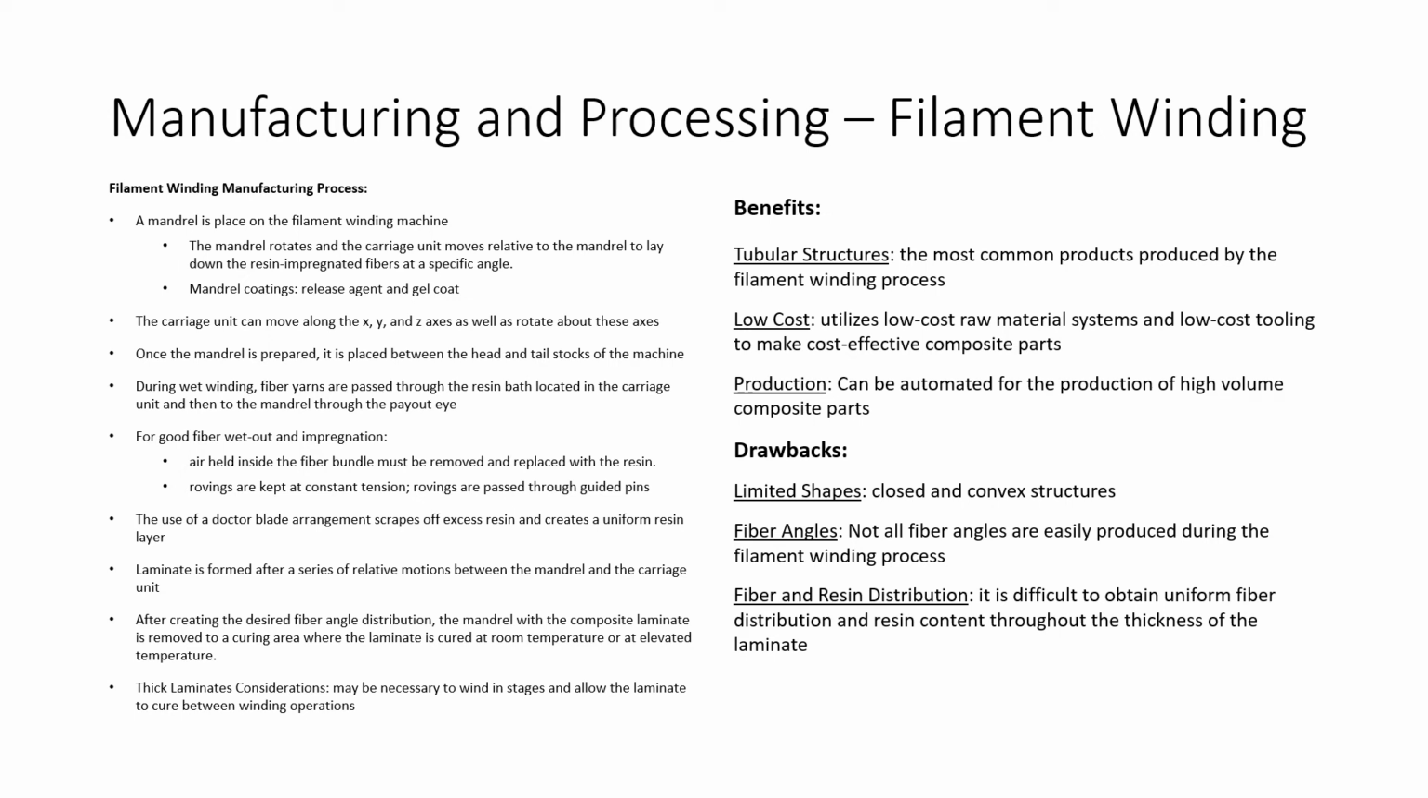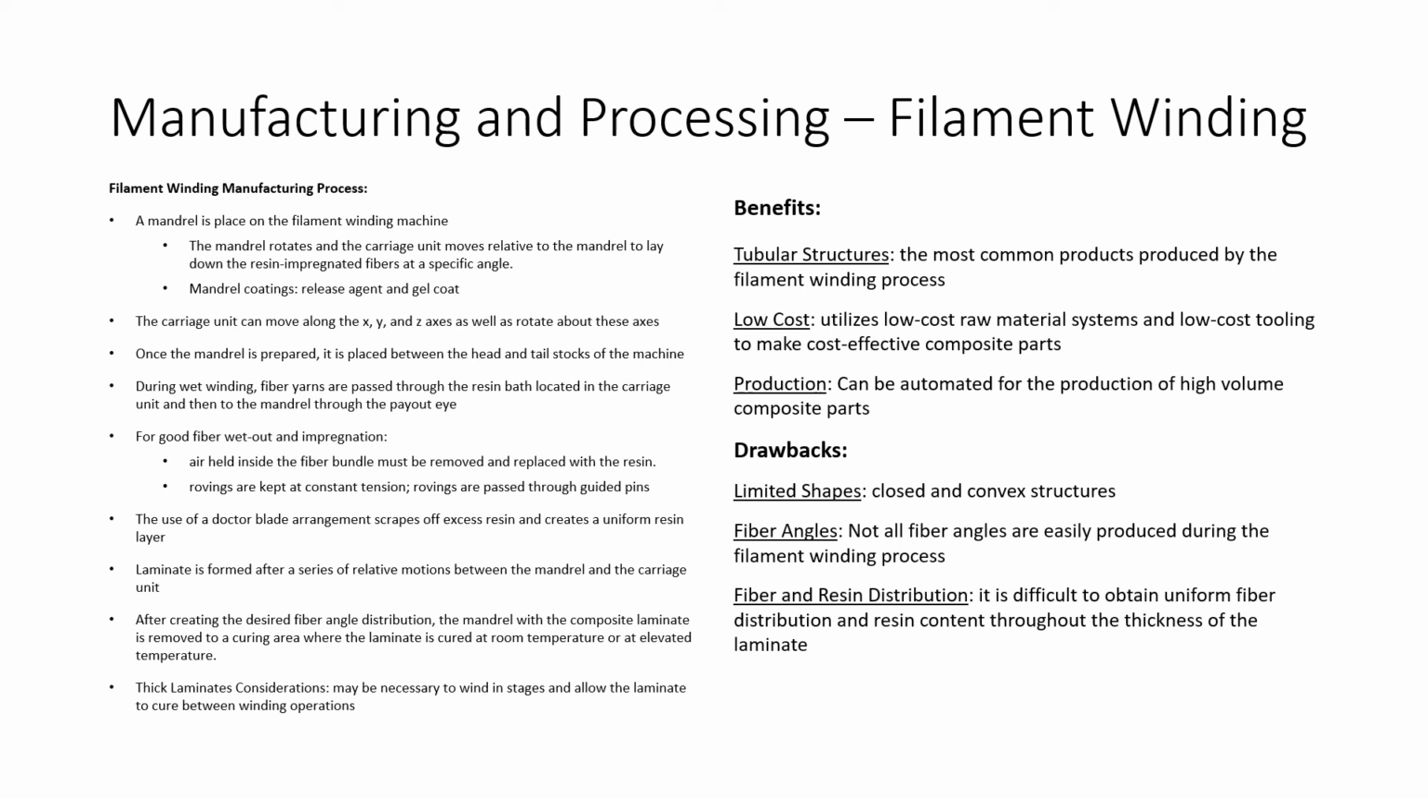When it comes to wet winding, fiber yarns are passed through the resin bath located in the carriage unit and then to the mandrel through the payout eye. Good fiber wet out and overall impregnation is important. This can be achieved by removing air held inside the fiber bundle and replacing it with resin, as well as keeping rovings at constant tension, which are passed through guided pins. Afterwards, the use of a doctor blade arrangement scrapes off excess resin and creates a uniform resin layer. A laminate is formed after a series of relative motions between the mandrel and the carriage unit.